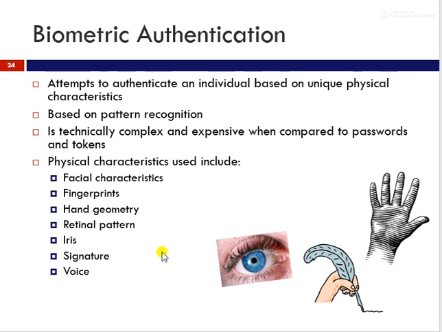Okay, the last type of authentication is based on biometrics. Biometrics is further divided into 2 types, physical and behavioral. First we will discuss physical characteristics like face, fingerprint, iris, retina. Those are physical characteristics, and then behavioral characteristics like signature and voice, based on which we authenticate the user. So biometric authentication is based on pattern recognition. It is technically more complex and expensive when compared to other user authentication methods like password and token based.